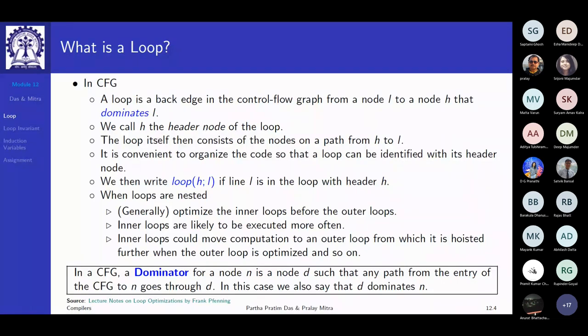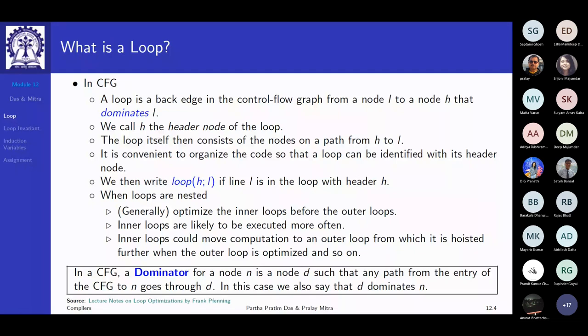So it is often convenient to organize the code so that a loop can be identified with its header node. So header, intuitively speaking, is a point where you enter the loop and then you keep on traversing within the loop with forward and backward edges.